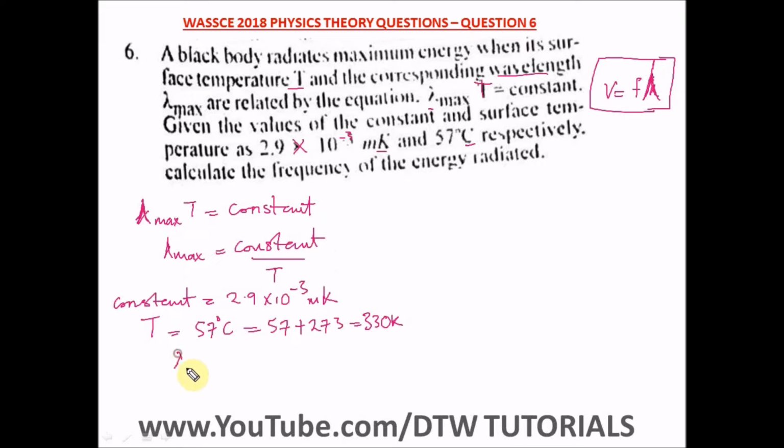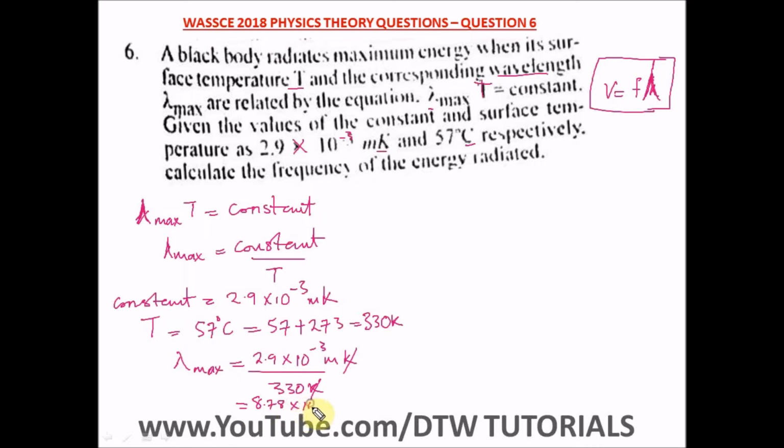Now we can put this into the equation. Lambda max is equal to our constant 2.9 times 10 raised to the power minus 3 mK over 330 K, where this K will cancel out this K. If it was 57 Celsius, you can't cancel out. That's why we have to convert Celsius to Kelvin. So here, if we punch in our calculator, we're going to get what?